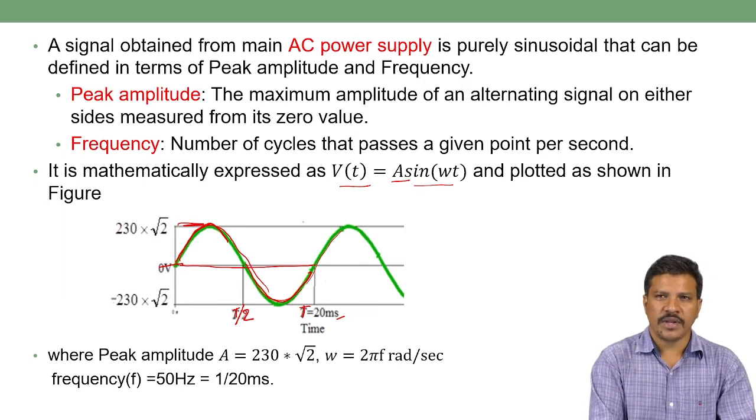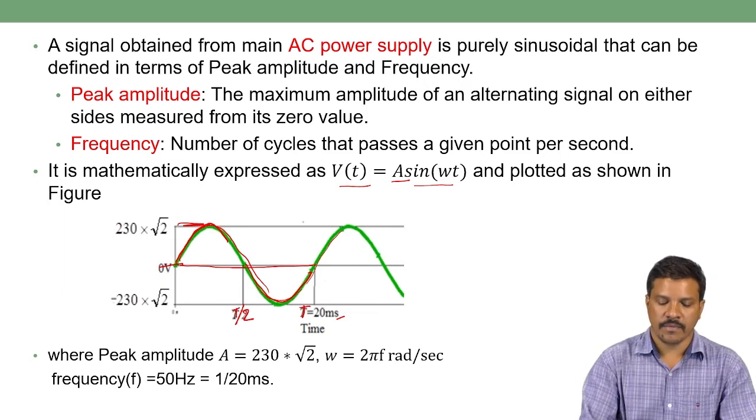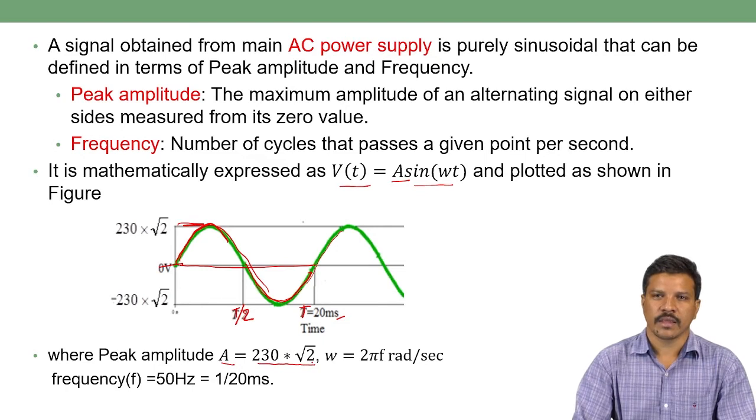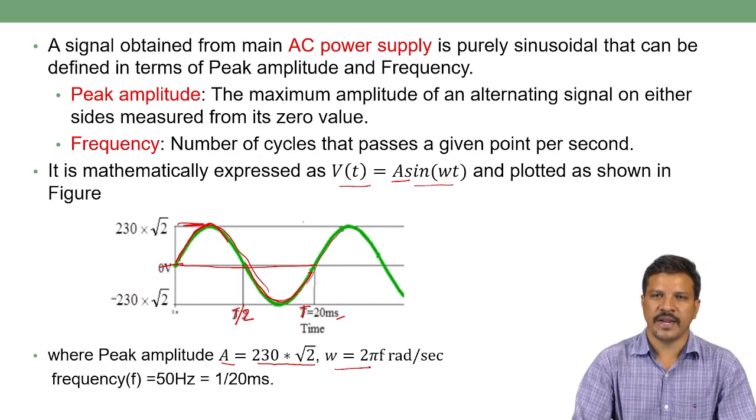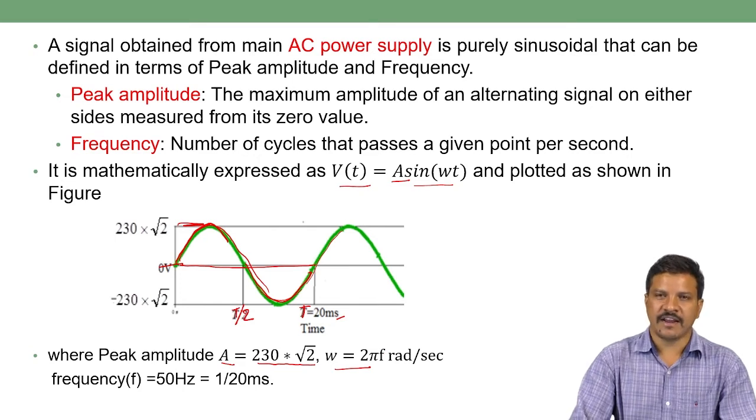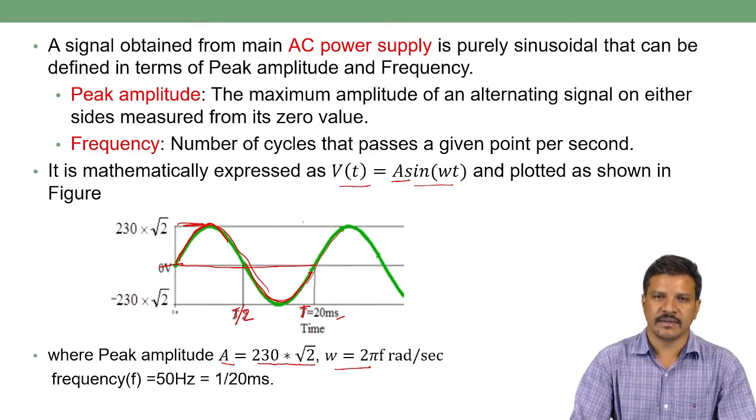When we take the supply, we measure the peak amplitude A equal to 230 into root 2. This 230 volts is the rated voltage coming from the supply. When we multiply by root 2, we get the peak or maximum amplitude of the signal, which will be given to the diode or rectifier, with omega equal to 2 pi f radians per second. This kind of AC power supply signal is given to rectifier circuits.